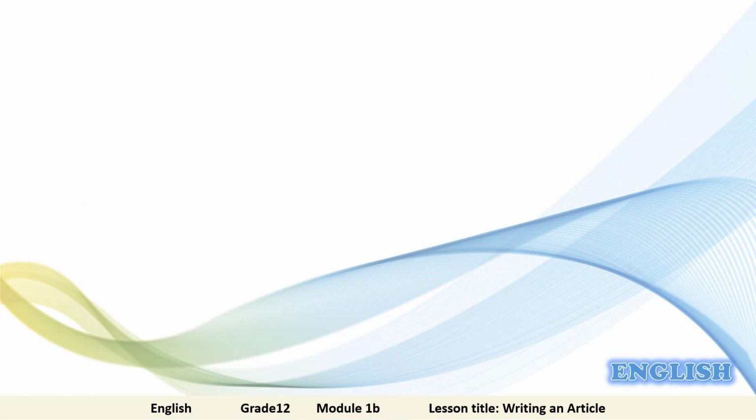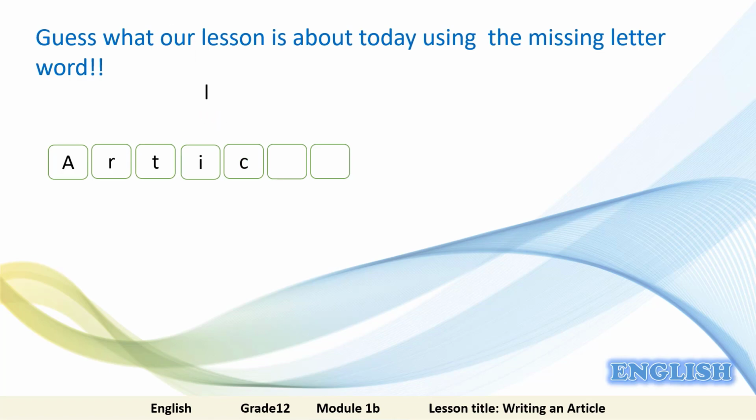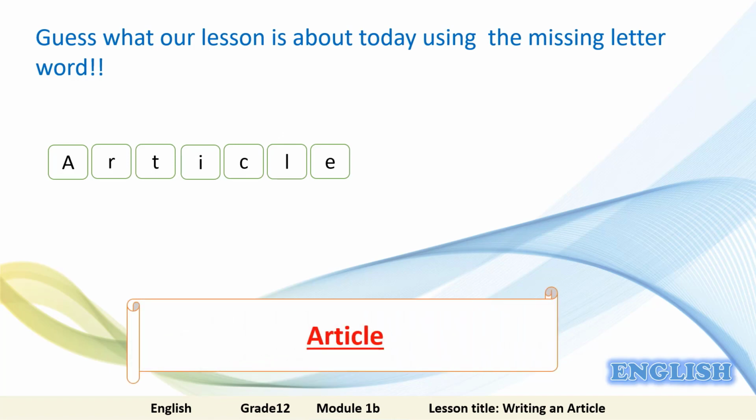I've already given you a hint of what our lesson is about today. Let's see if you've concentrated. Can you just make a guess of what our lesson is about today through completing this word? Okay, let's see if you've made the right guess. I have a T, an I, a C, an L, and an E, which means our class today is about writing an article.